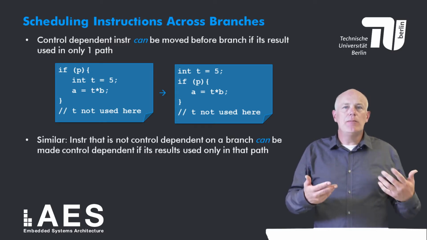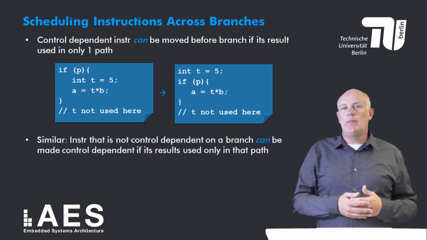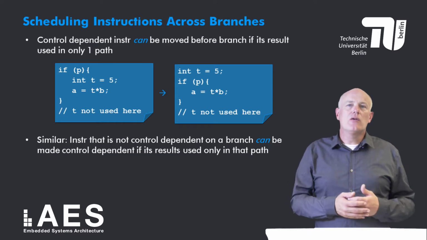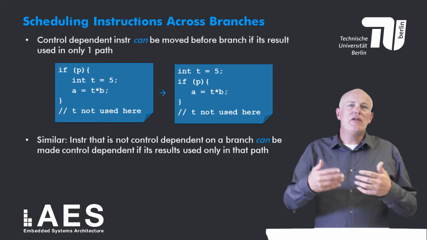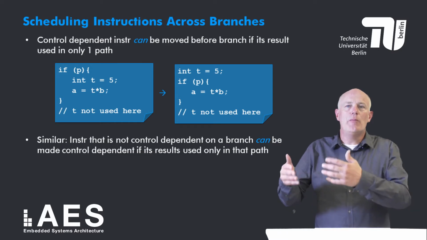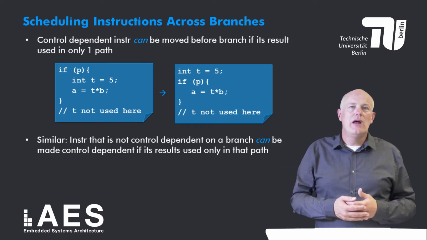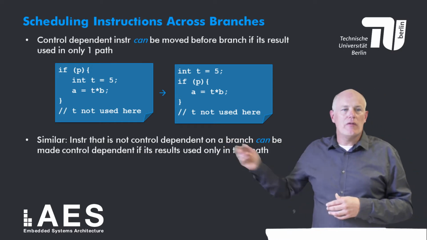Similarly, a statement or instruction that is not control dependent on a branch can be made control dependent on the branch if its result is used only in the branch path where it is moved. That corresponds to the reverse of this example.